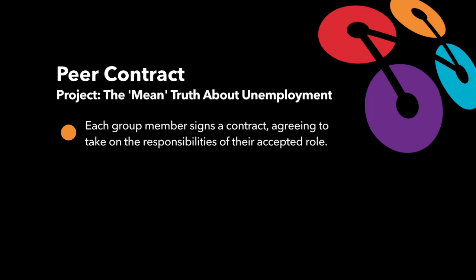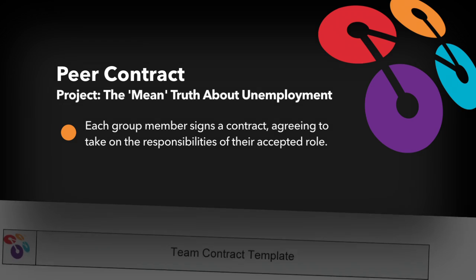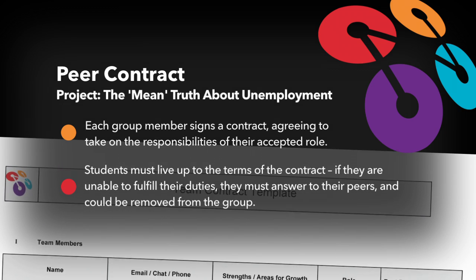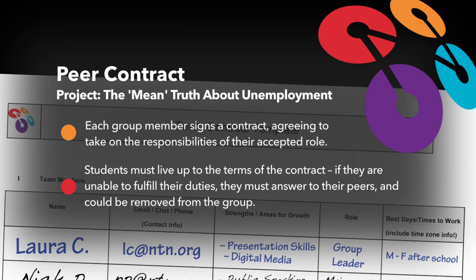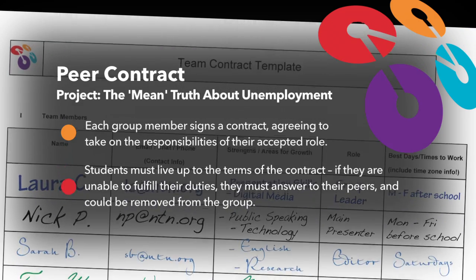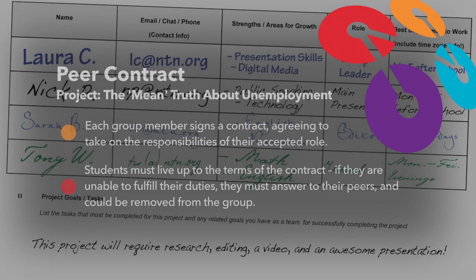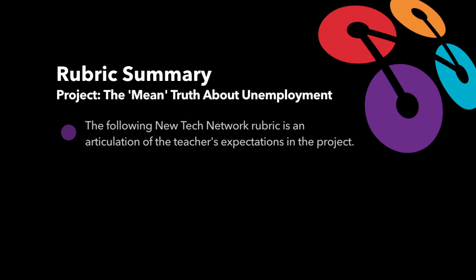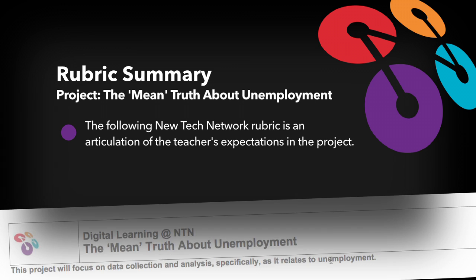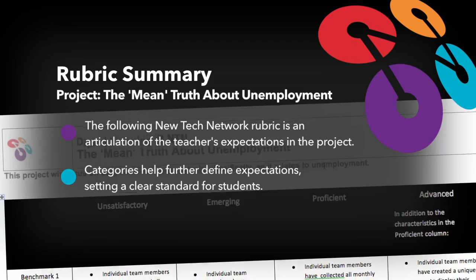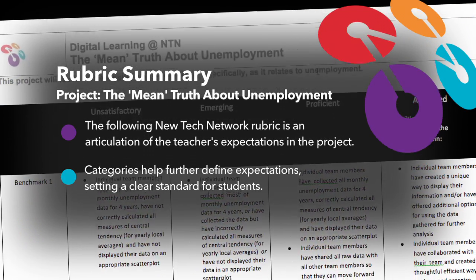Each group member signs a contract, agreeing to take on the responsibilities of their accepted role. Students must live up to the terms of the contract. If they're unable to fulfill their duties, they must answer to their peers and could be removed from the group. The following New Tech Network rubric is an articulation of the teacher's expectations in the project. Categories help further define expectations, setting a clear standard for students.